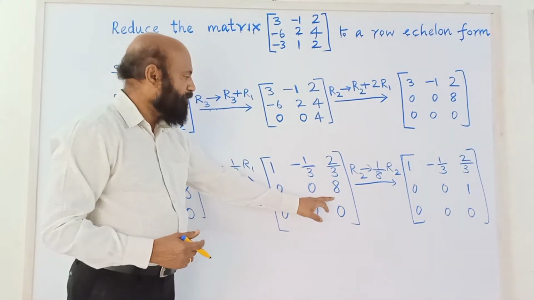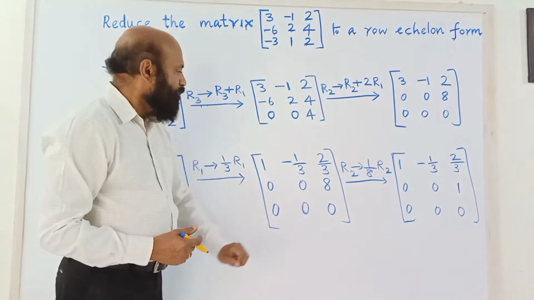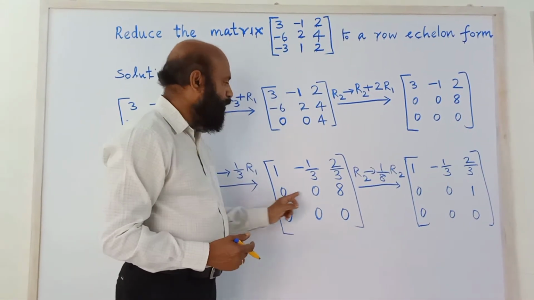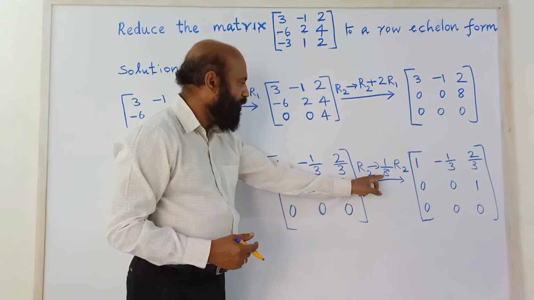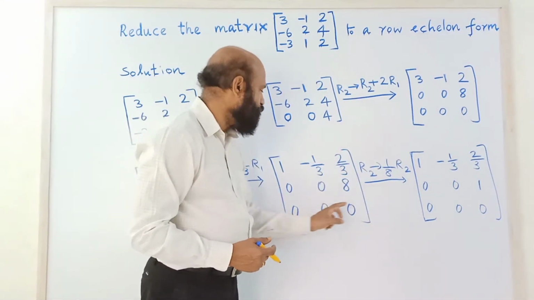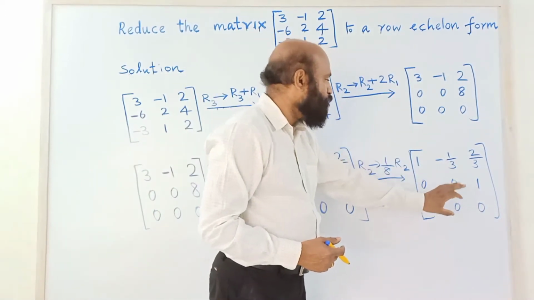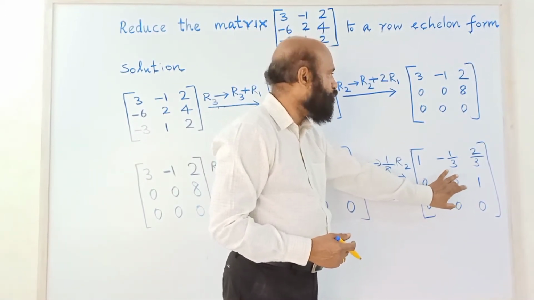Again you can use elementary transformation. So I can make it here 1 by multiplying the second row by 1 by 8. 0 into 1 by 8, 0. 0 into 1 by 8, 0. 8 into 1 by 8, 1. So this is also in the row echelon form.